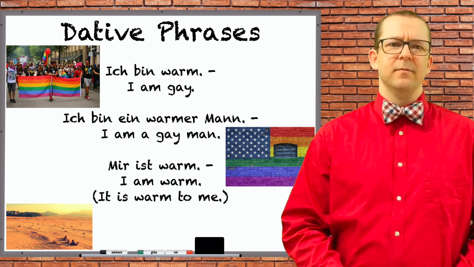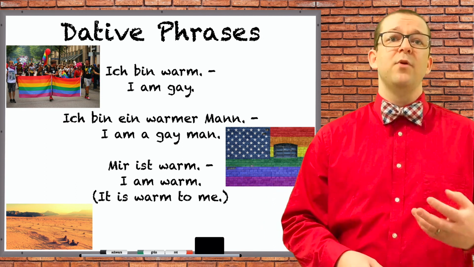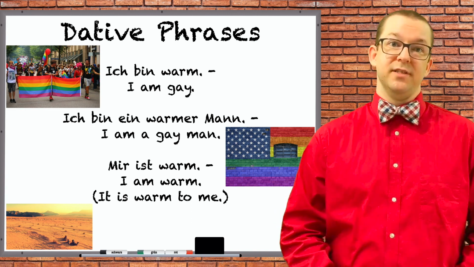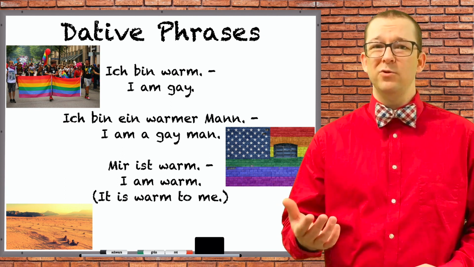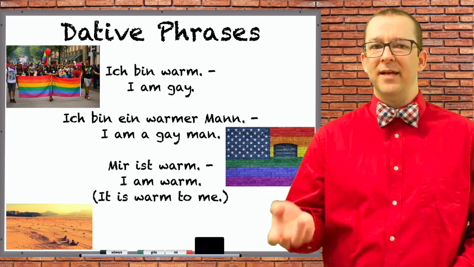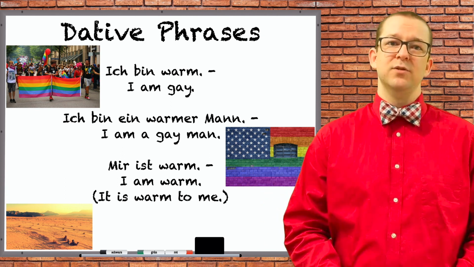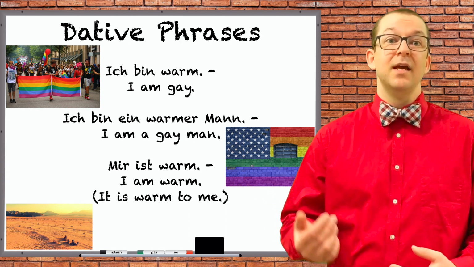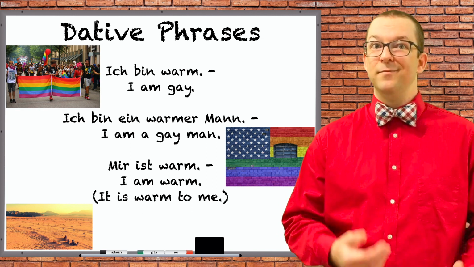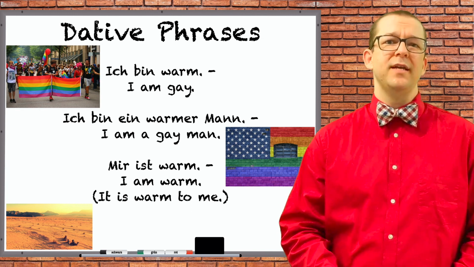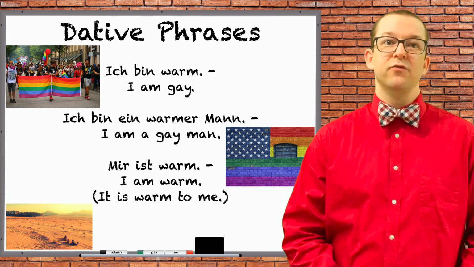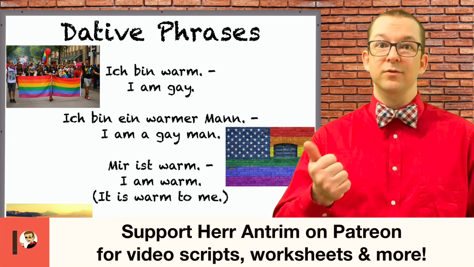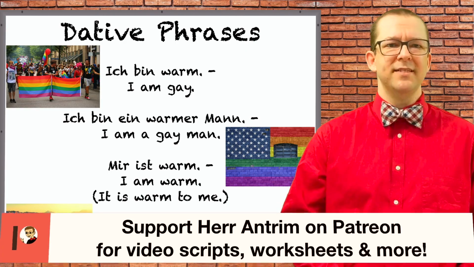Quick side note here, using the word warm to describe homosexuals is really outdated. Almost no one uses this anymore. Even when it was used, the phrase ich bin warm, I'm gay, wasn't nearly as widely used as the phrase ich bin ein warmer Mann, I am a gay man. And it was considered derogatory even back then. And for those of you who are thinking it would be funny to use this to call your friends gay, gay is not an insult. Long story short, don't say it, don't use it, use the dative instead.